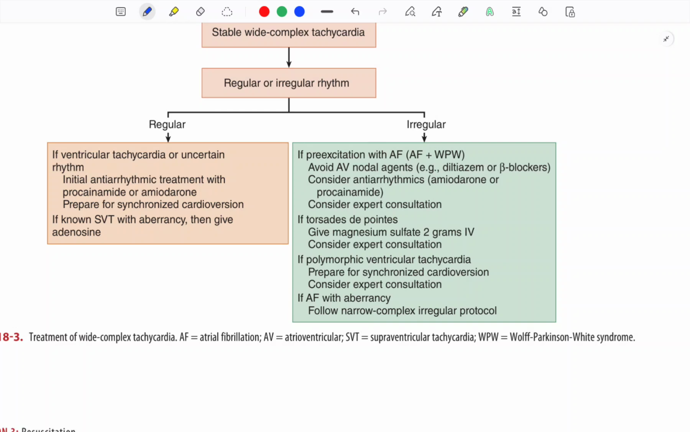If the patient has torsades de pointes, give magnesium 2 gram IV over 2 minutes and then 2 gram per hour infusion. Consider expert. Like if polymorphic VT is there, drugs are not going to help. Prepare for synchronized cardioversion. If AF with aberrancy is there, then you need to just do rate control. Follow the narrow complex protocol.